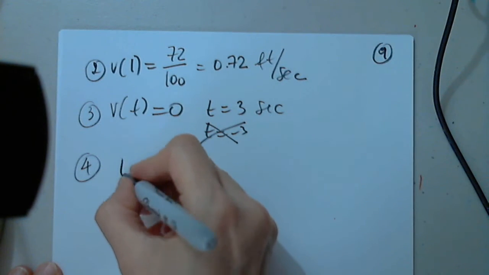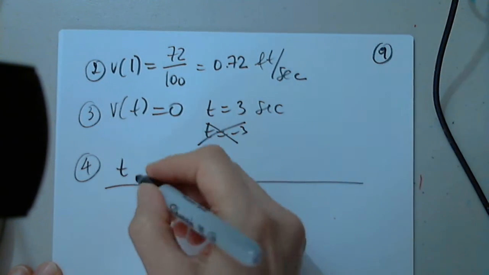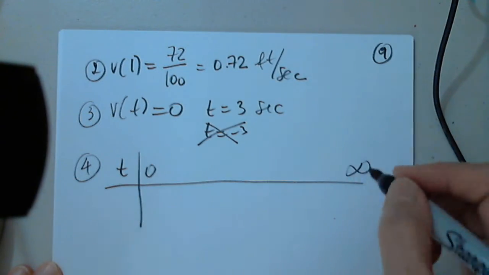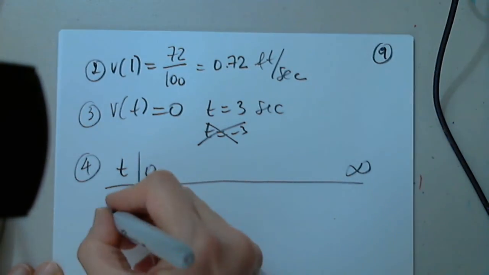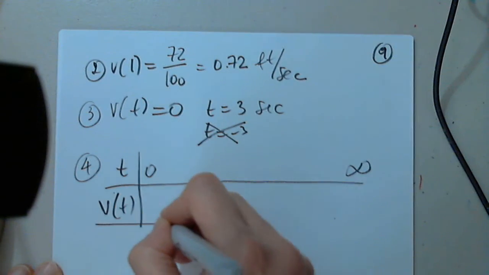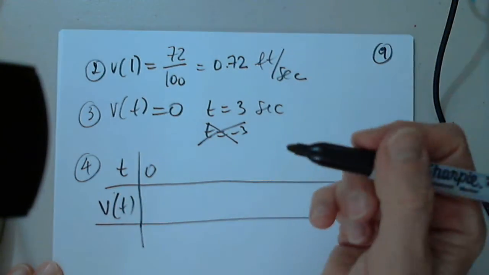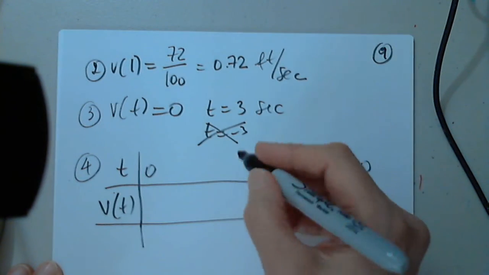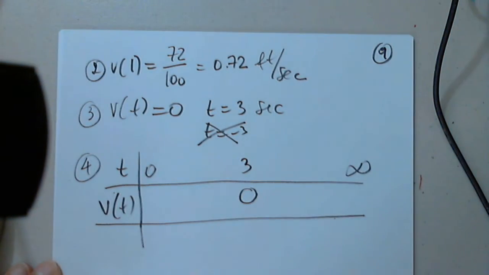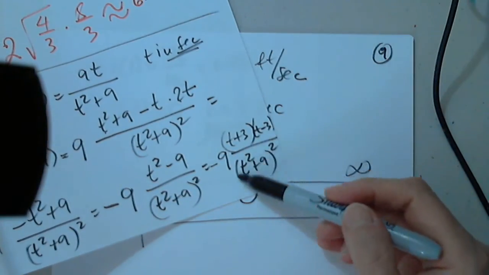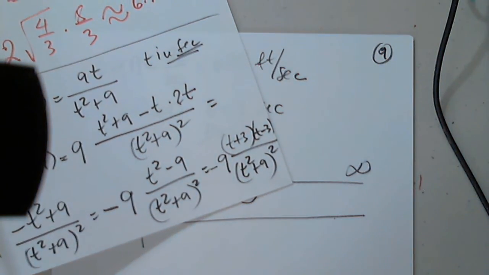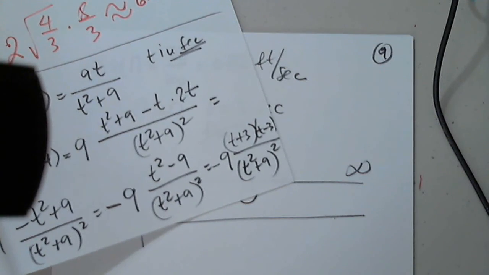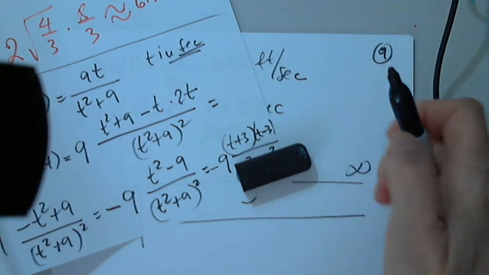So I have t. Of course, it's not infinity. So v of t is 0 at negative 3 and 3. I should have not removed it, because this is always positive, so I'm not going to even look at it. It's a waste of time.